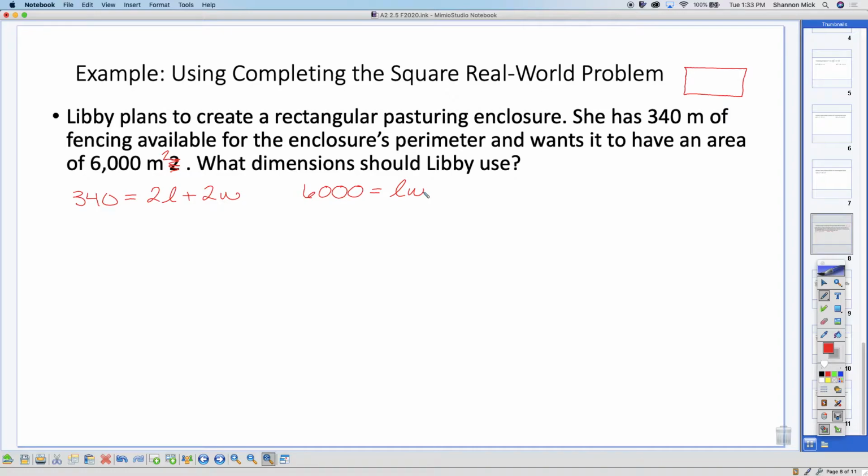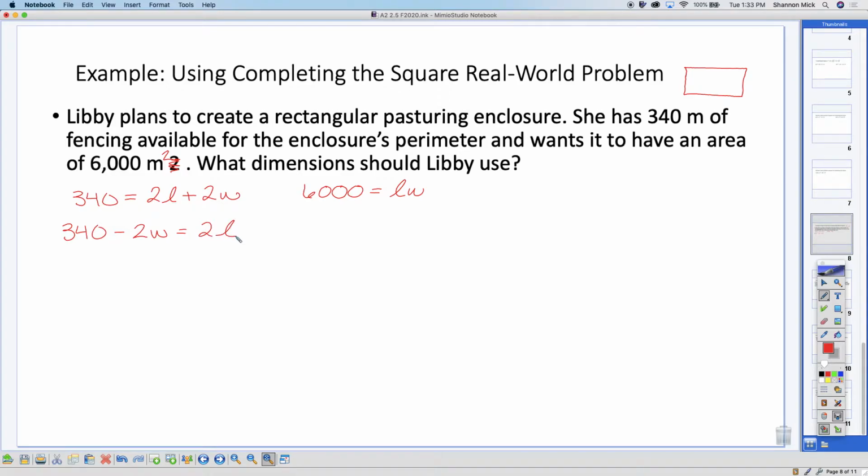Okay. Do you want to solve for length or width? Length. Okay. So if we're going to solve this for length, how would I go about doing that? I have an algebra problem. I need to get L by itself. How would I start that process? Subtract 2W from both sides. So I have 340 minus 2W equals 2 length.